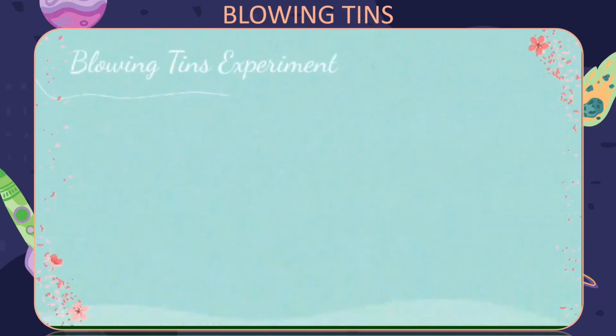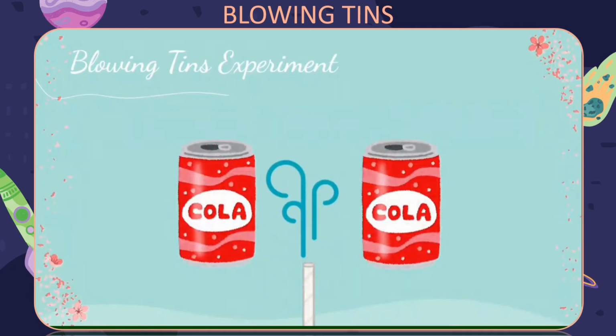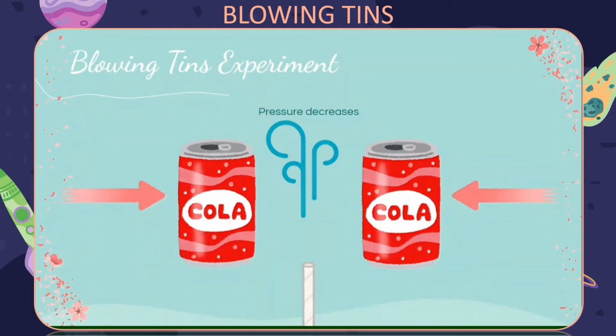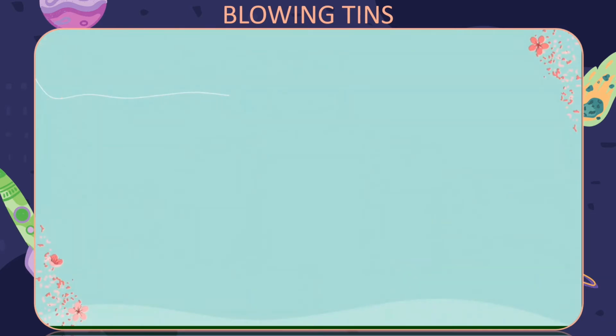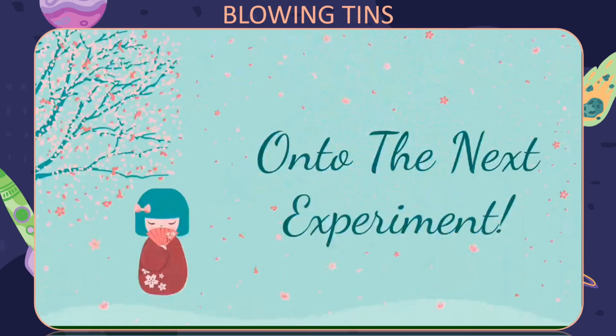Now, on to the explanation. As you saw in the video, when my friend blew between the cans, the cans moved towards each other. This happened because the pressure between the cans decreased. As she blew, the air between the cans was essentially cleared out, creating an area of low pressure. The higher pressure on the outside of the cans pushed the cans towards the area of lower pressure. That is why the cans moved towards each other. Now, on to the next experiment.